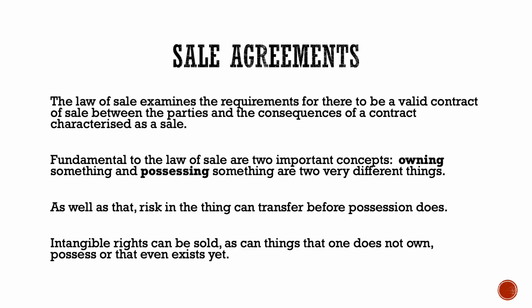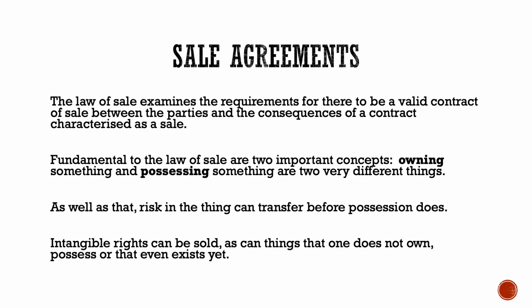Fundamental to the law of sale are two important concepts. The first concept is ownership, and the second concept is possession. As well as that, the risk in the thing can transfer before possession does. So in order for you to truly grasp the meaning of ownership, you need to be able to distinguish it from the concept of possession.